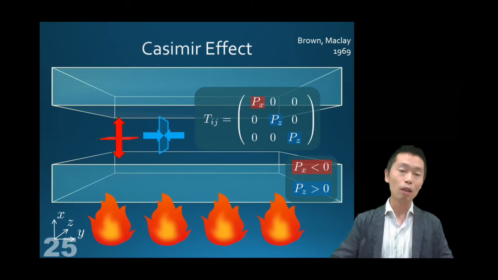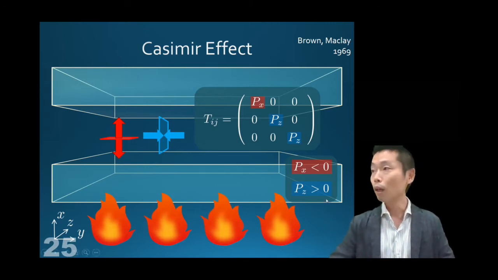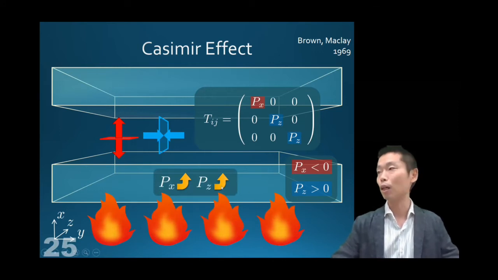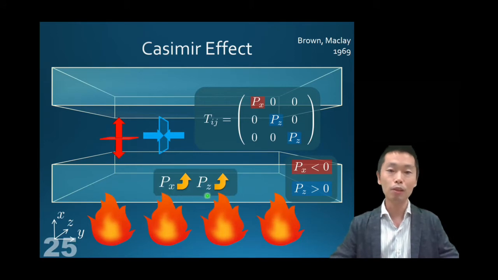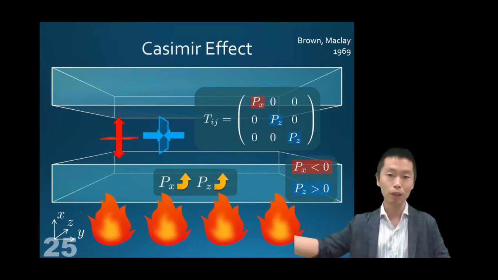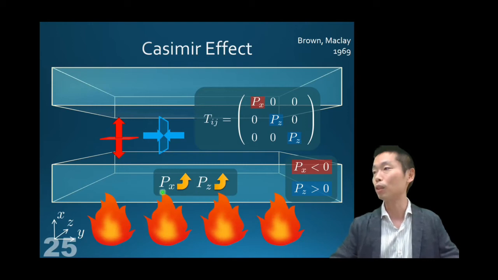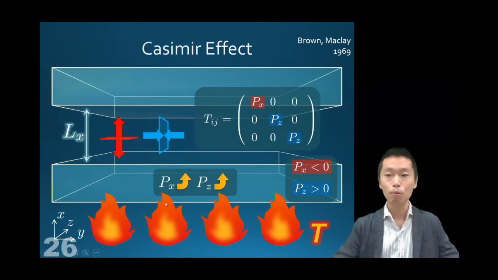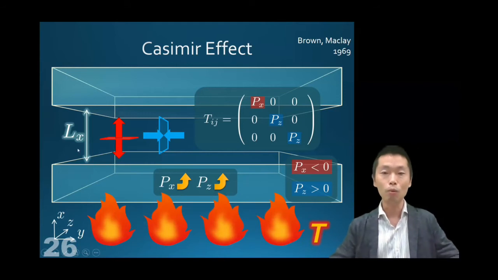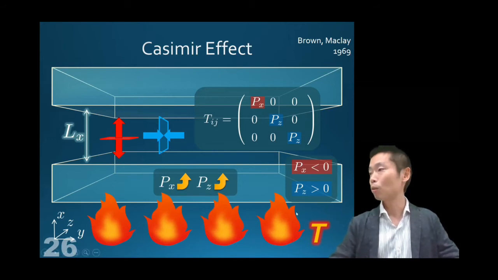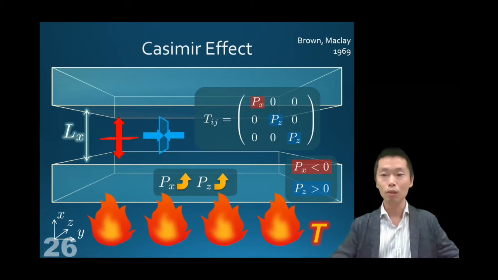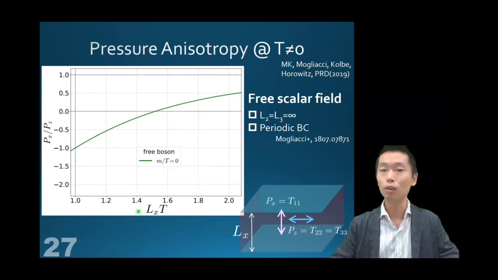Okay, and then let's consider heating up this system, and then the effect of the temperature acts to raise Px and Pz in the positive direction. And then this negative Px will eventually become positive and become larger. And in the high temperature limit, Px and Pz degenerate. To understand this problem, I note that there are only two dimensionful quantities in this system, that is Lx, the distance between two plates, and T, the temperature. So all dimensionless quantities in this system can be represented by a combination of this LxT.